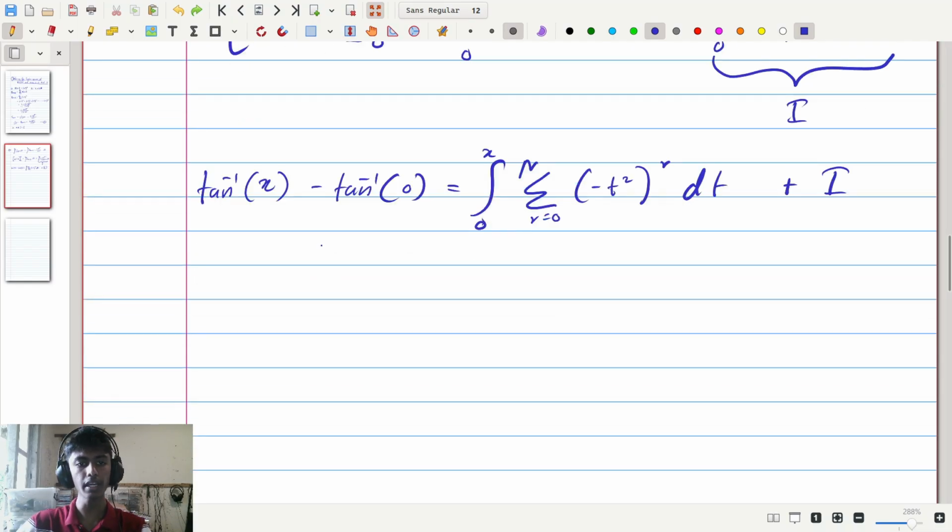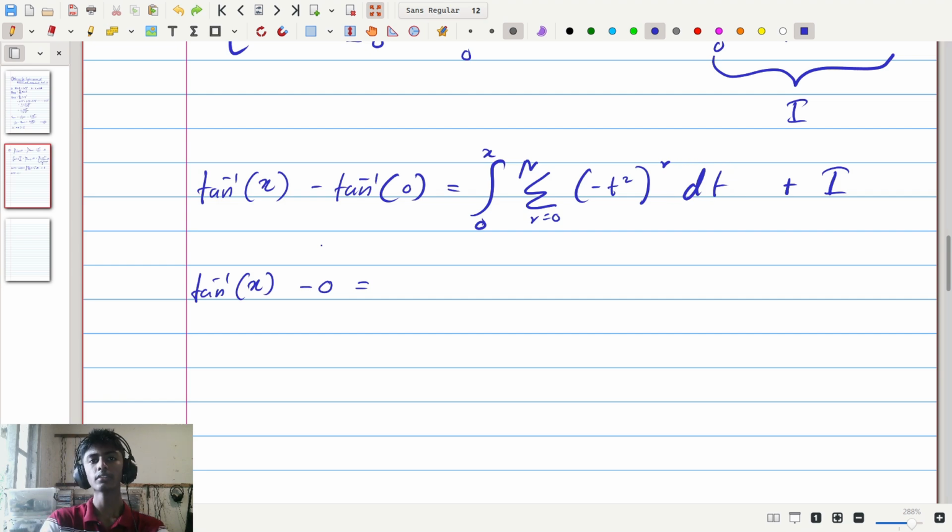Now then, on the left what we have is the tan inverse of x minus the tan inverse of 0. The tan inverse of 0 is going to be 0, so therefore this is minus 0. This is equal to, and here we have the integral from 0 to x of the sum of terms from r equals 0 up to n of negative t squared to the power of r dt.